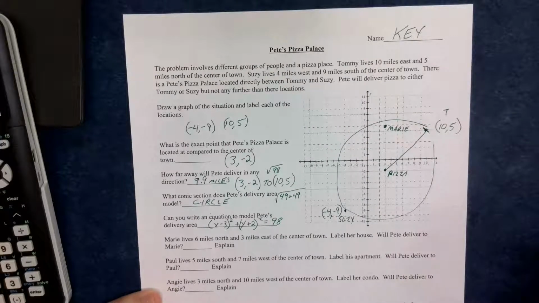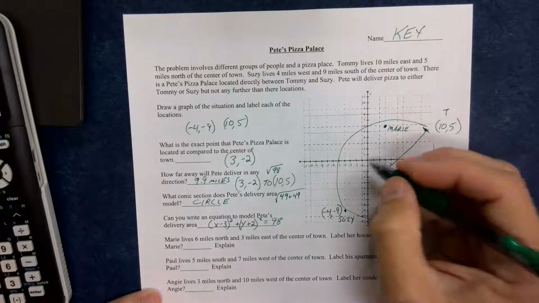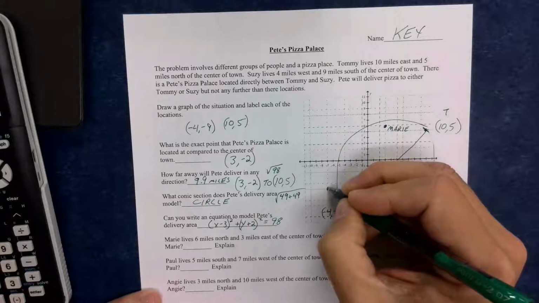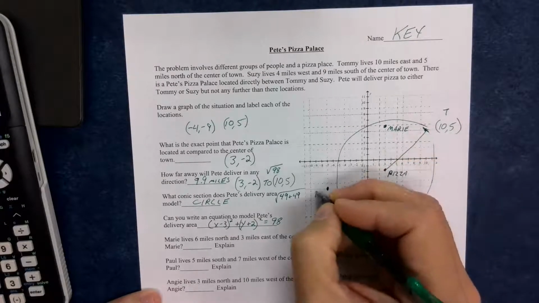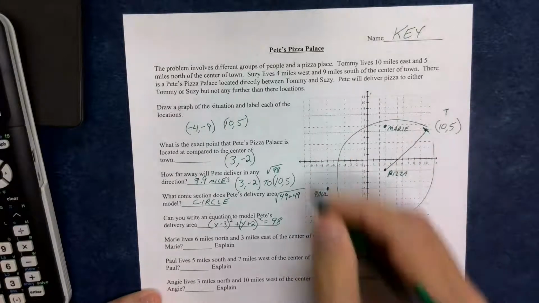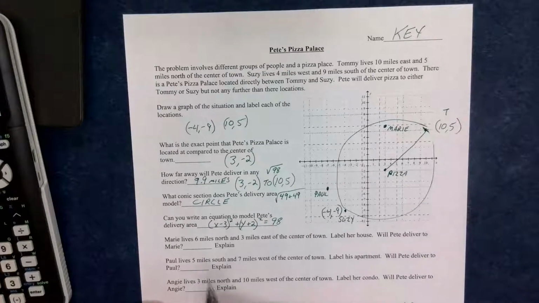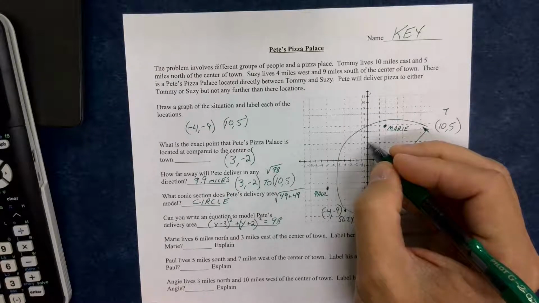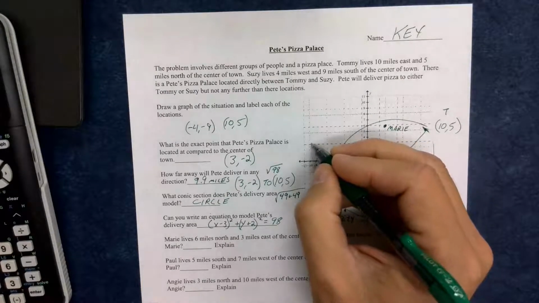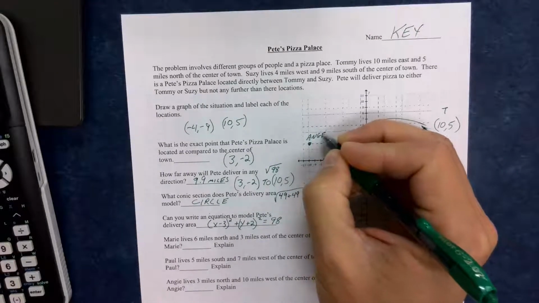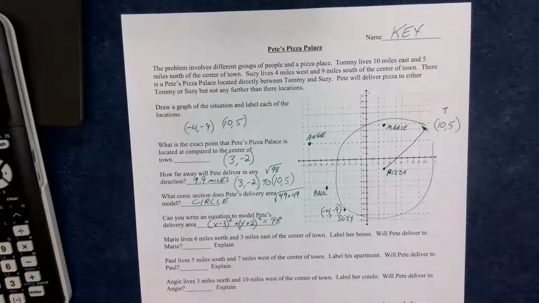It says Paul lives 5 miles south and 7 miles west. That's really close over there, Paul, because I don't know how accurate my circle is. And then it says Angie lives 3 miles north and 10 miles west of the center of town. Good deal. So that's Angie. You have to make sure you get your north, south, east, and west all correct as we go through these.